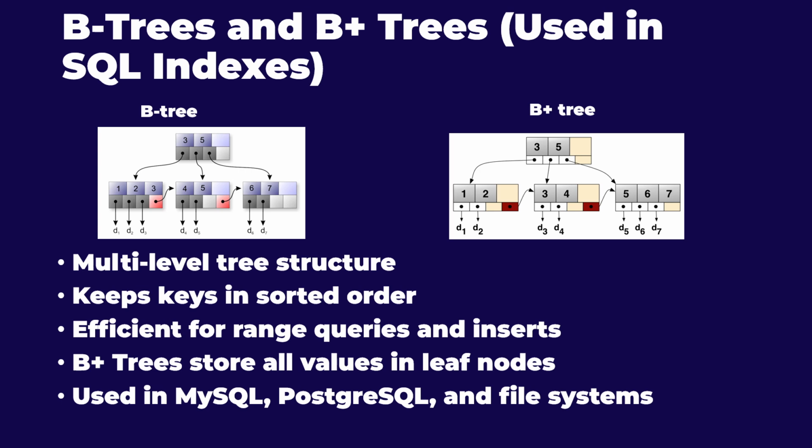Most SQL databases use B-trees or B-plus trees to keep data sorted and searchable. They're multi-level tree structures that branch out like balanced decision trees, keeping keys in sorted order. They're efficient for range queries and inserts. B-plus trees store all values in leaf nodes.